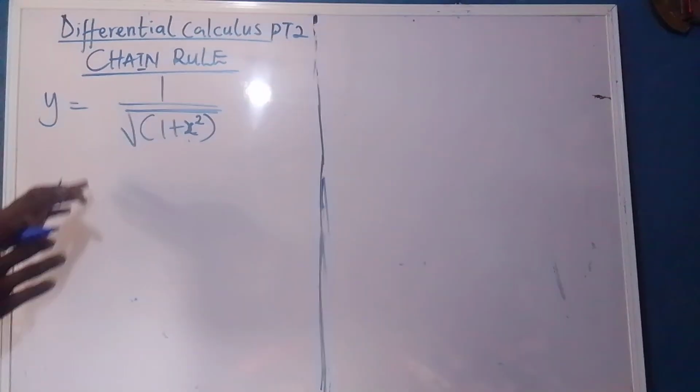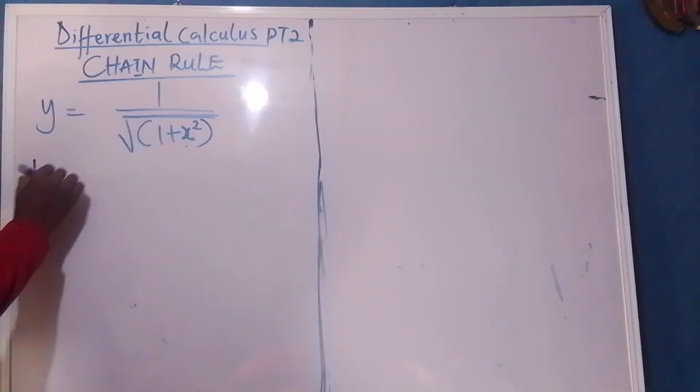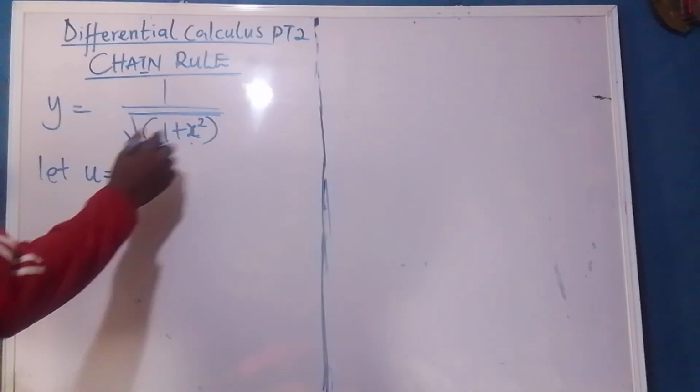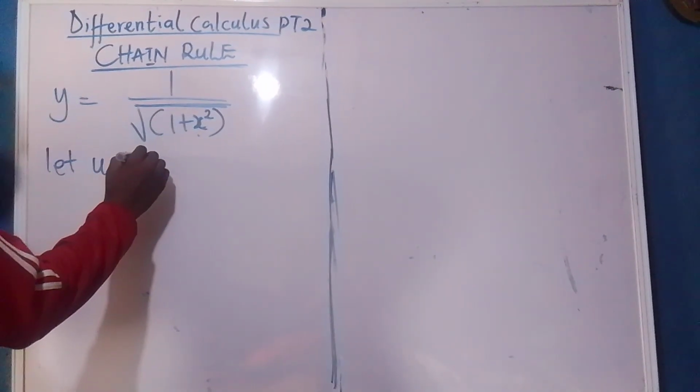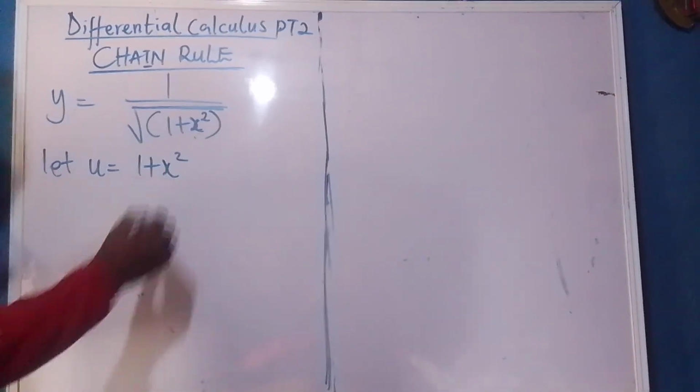Guys, this is the last question that we're going to be solving under the chain rule. So as usual, let your u value be represented with the value inside of the bracket, which is 1 plus x to the power of 2.